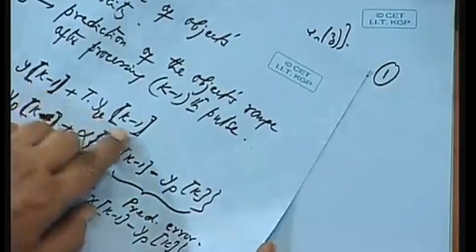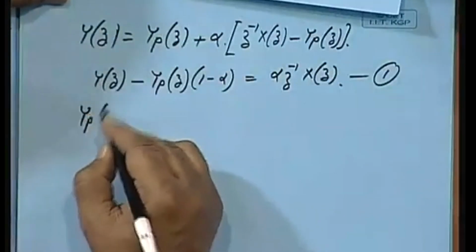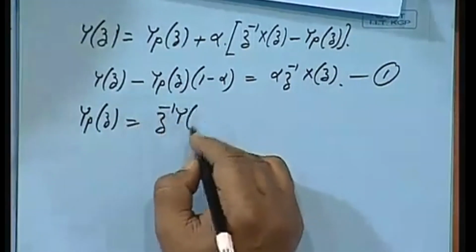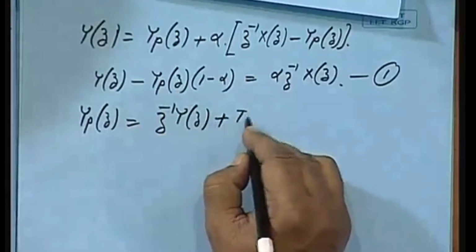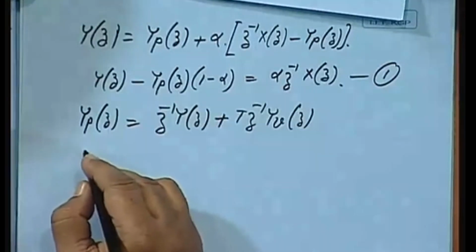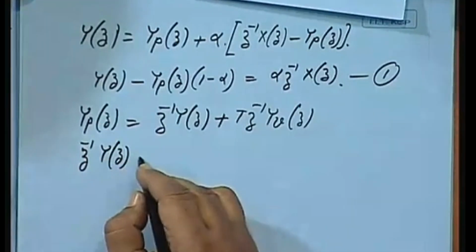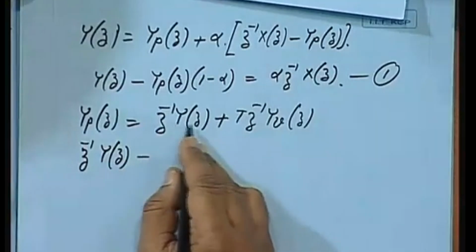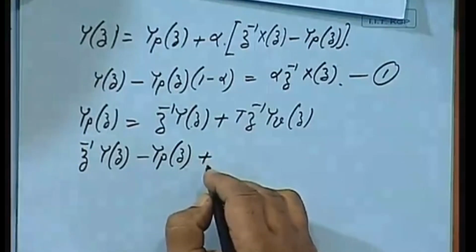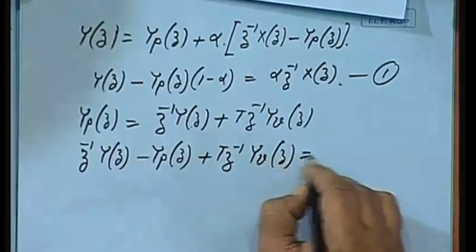YPK is equal to Yk minus 1 plus T Yv k minus 1. So, if I take the Z transform, YPZ equal to Z inverse Yz plus T Z inverse Yvz, or in other words, Z inverse into Yz minus Z inverse into Yz minus Ypz plus T Z inverse Yvz equal to 0.